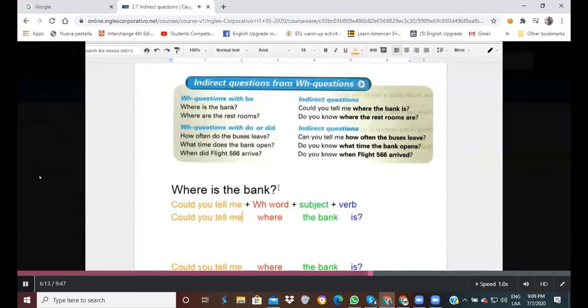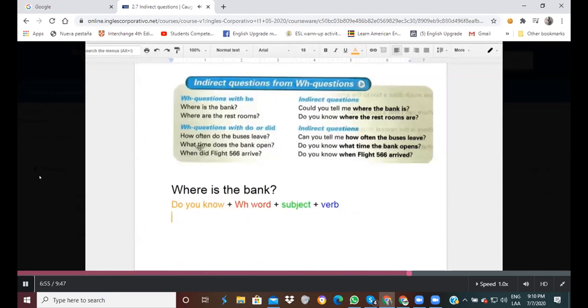So in this case, could you tell me? I mean, that's a similar thing. Could you tell me? And we're going to use the WH question. So in this case, it's going to be how often. All right, and then that is followed by the subject. In this case, the subject is the buses. And then that is followed by the verb. And in this case, it's no longer the verb to be, but now it's the verb leave. How often do the buses leave? Could you tell me how often the buses leave?